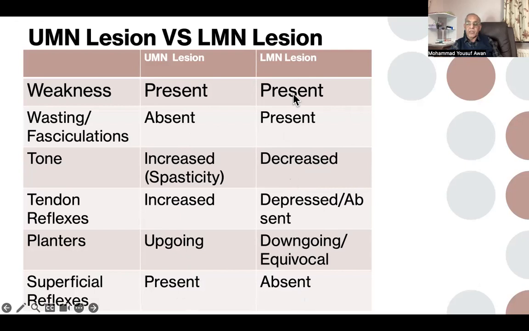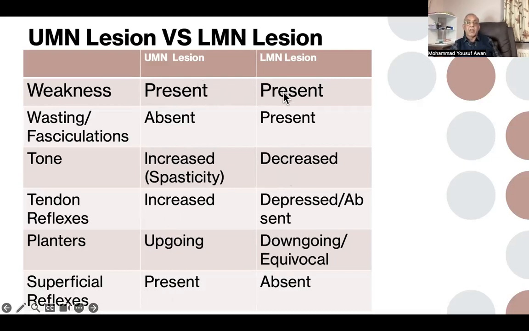So weakness with wasting, decreased tone, decreased tendon reflexes, downgoing plantars, and absent superficial reflexes. These are the features of lower motor neuron lesion. But if the weakness is there but there's no wasting, tone is increased, tendon reflexes are exaggerated, plantars are upgoing, and the superficial reflexes are present, these are the features of upper motor neuron lesion.